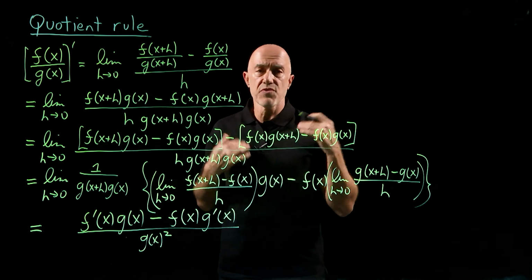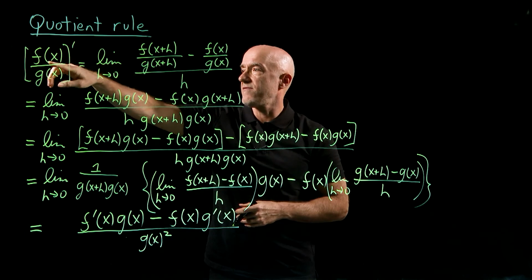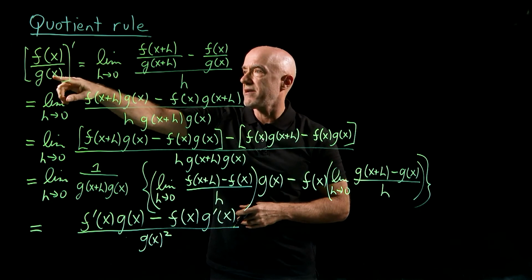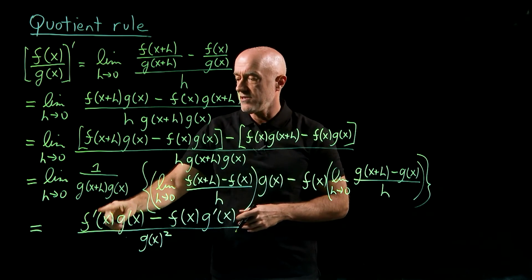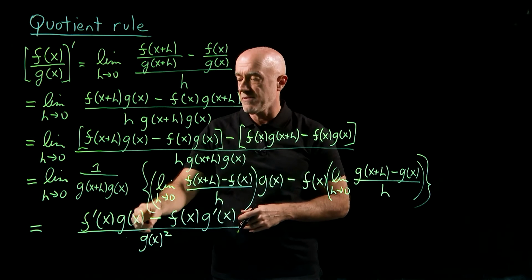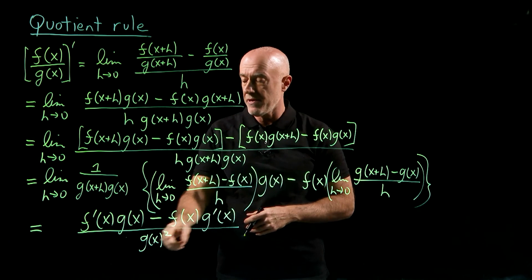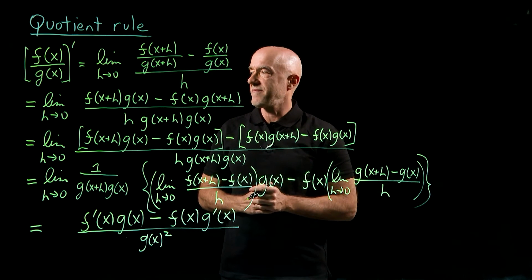So in order to remember the quotient rule, you have the derivative of the top divided by the bottom. So f is the top, g is the bottom. The derivative of the top divided by the bottom is the derivative of the top times the bottom minus the top times the derivative of the bottom over the bottom squared. That's how you remember it.